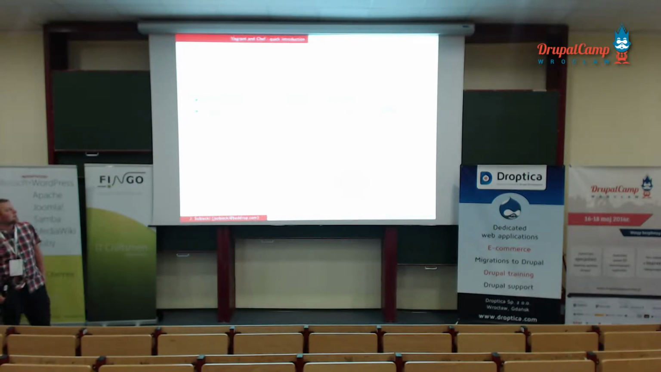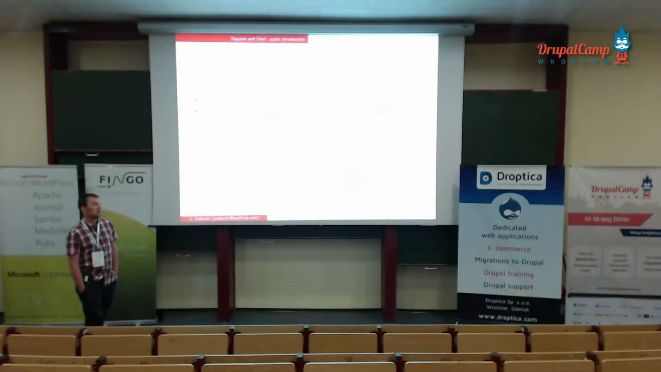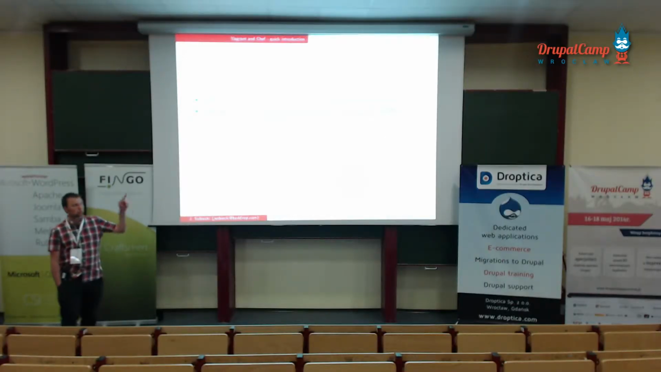One of the most popular configuration management tools out there is Puppet. I don't know a lot about it, but I think there is a very good use case for Puppet. It's PuPHPet. It's a wizard for creating Vagrant machines with full LAMP stack on it, and I think it's a very great solution, so you should try it.